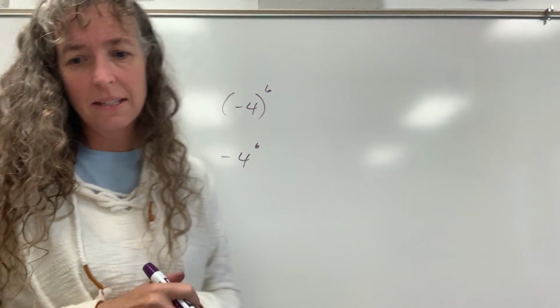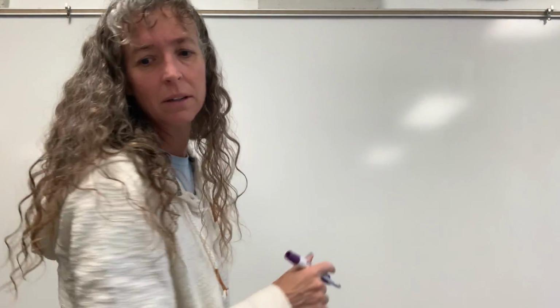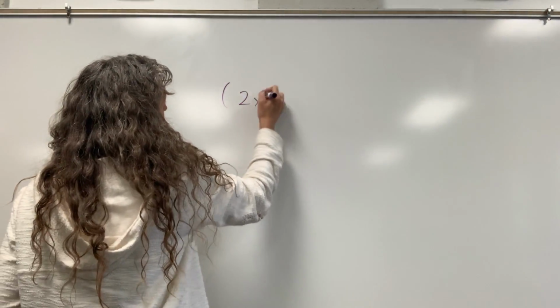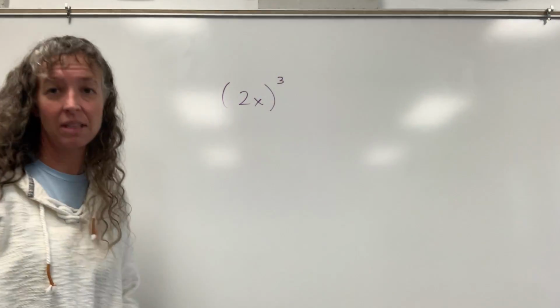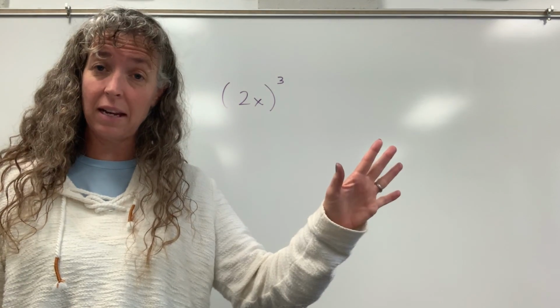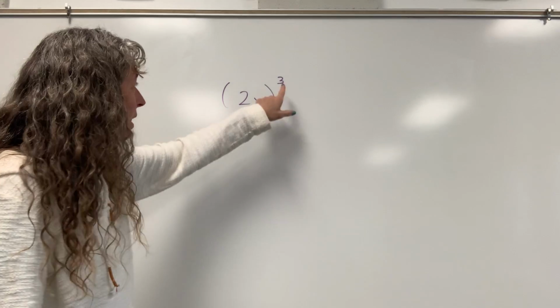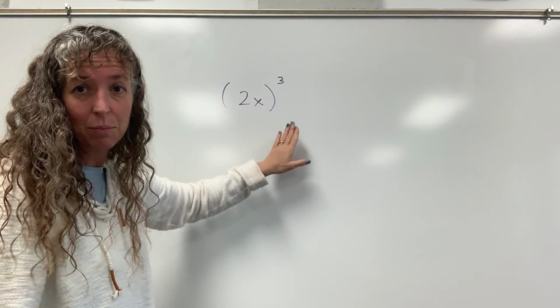All right, let's look at example number 3. 2x to the third power. Okay, this one's a little different than the last one. Notice there's no parentheses inside. They're only on the outside. So what this means is really we have to apply this exponent to everything in the parentheses.